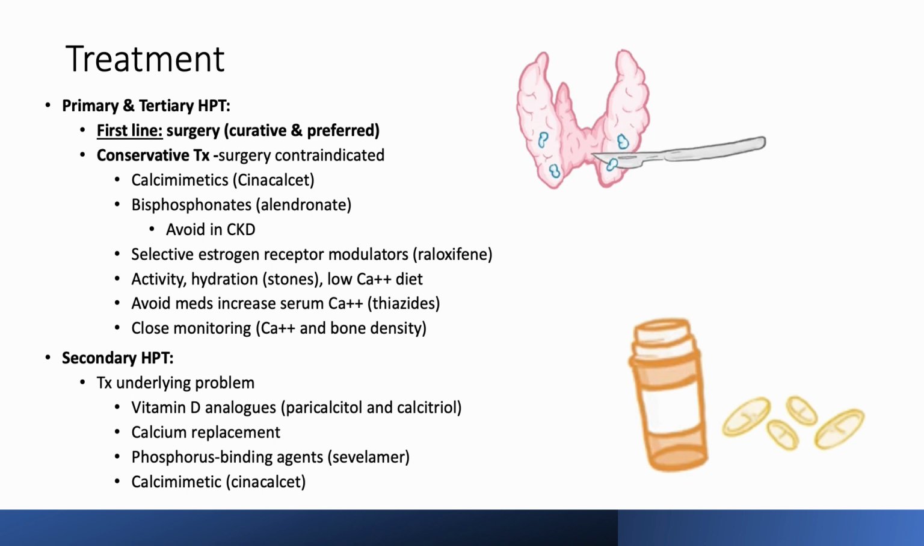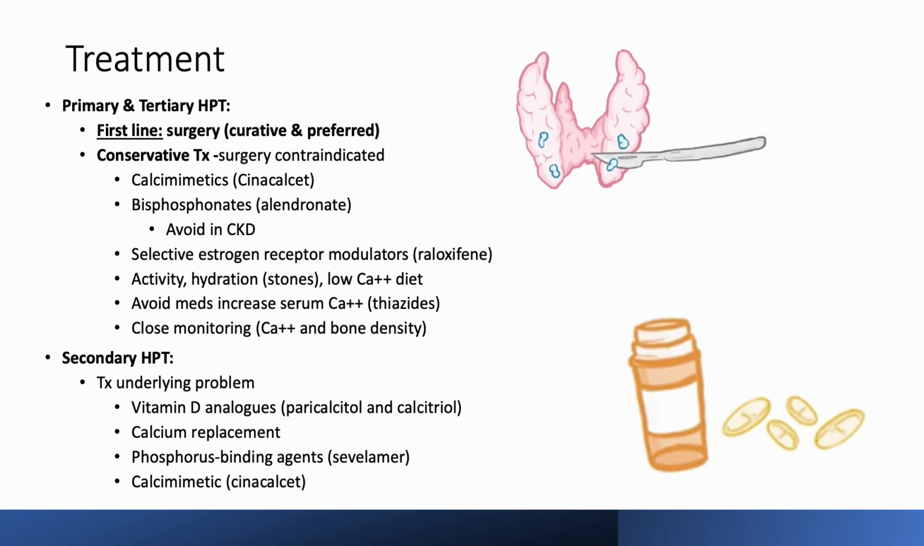Raloxifene can be used, and it antagonizes the PTH-mediated bone resorption, and of course conservative management is not really preferred because of the risk of bone disease. So if it's an adenoma, they really want to take that out and just stop the disease in its tracks.